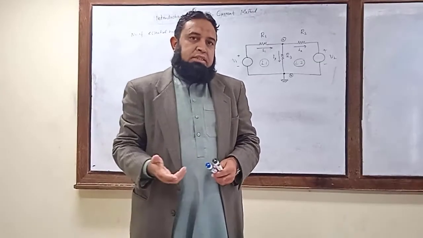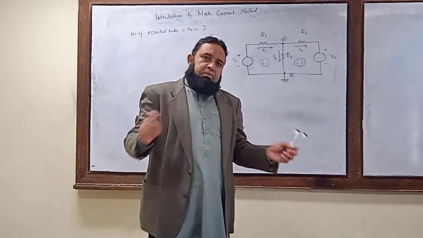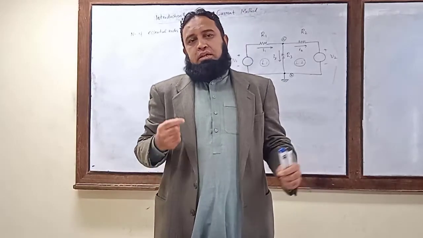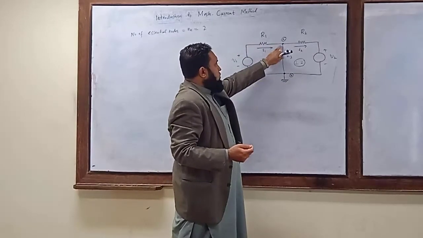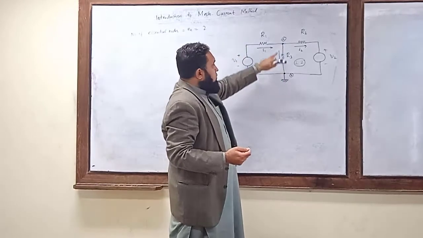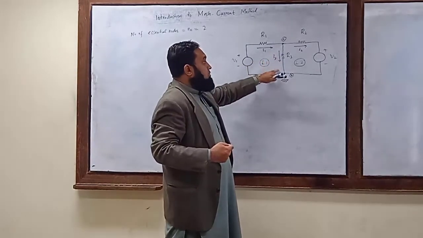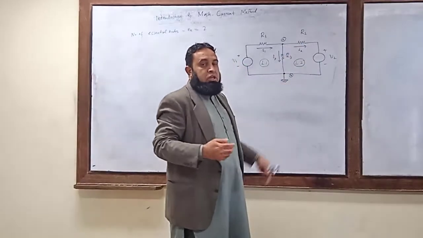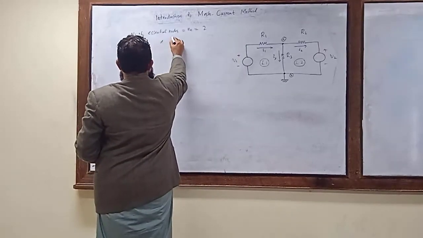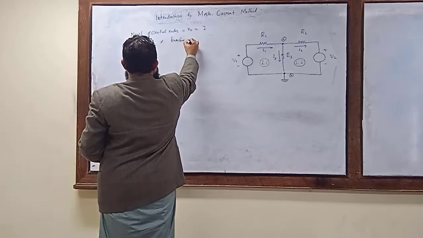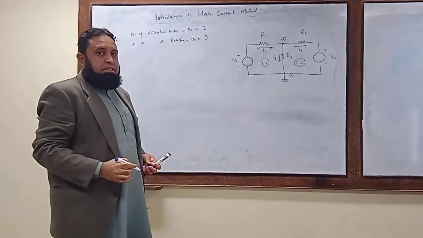Now, how many essential branches are there? Because the mesh current method also takes care of the number of essential branches. Any branch which connects two essential nodes is considered to be an essential branch. So you see here this branch is an essential branch. The branch through resistance R3 is another essential branch. And this is also an essential branch. So there are three essential branches in this circuit. I can write the number of essential branches as BE.